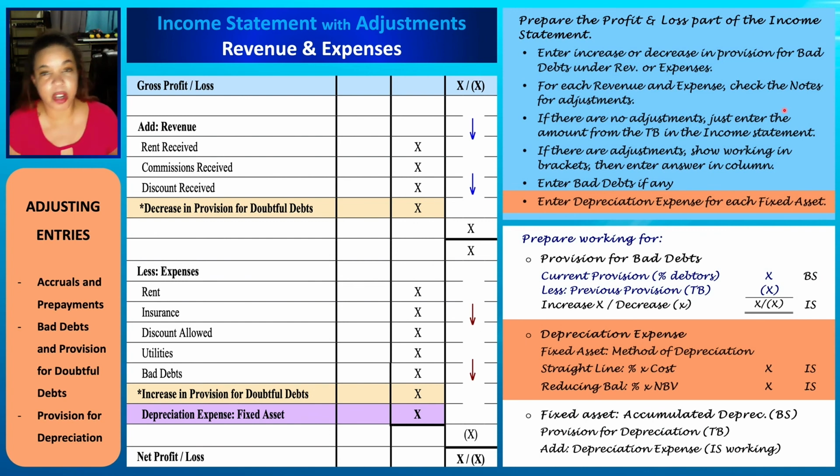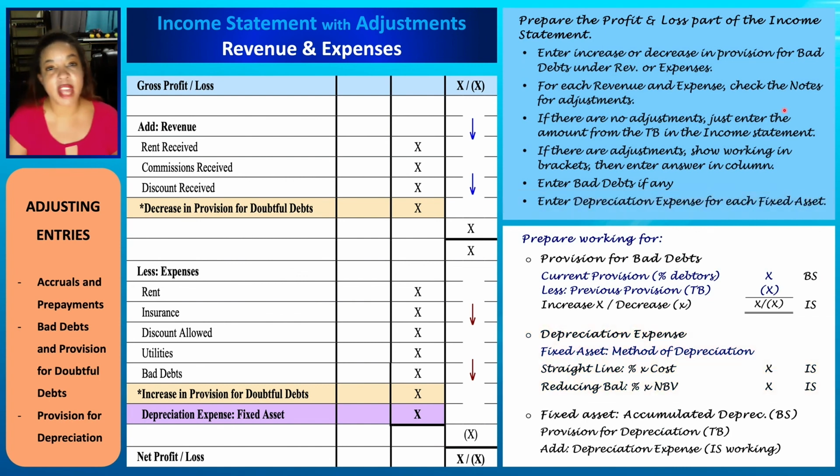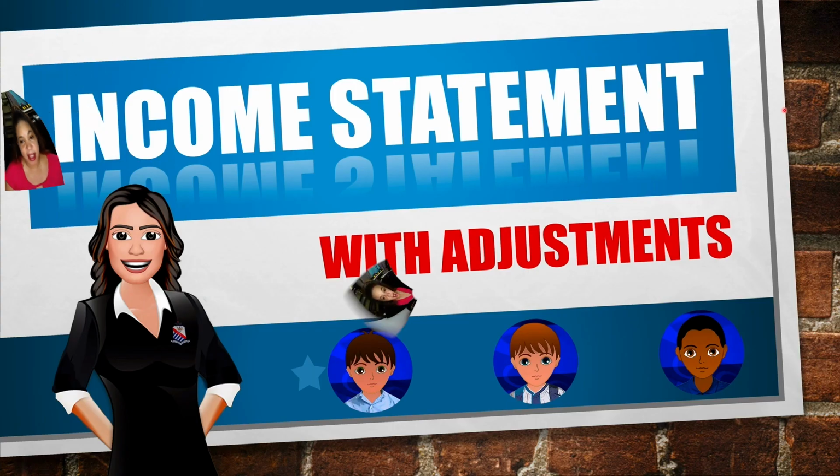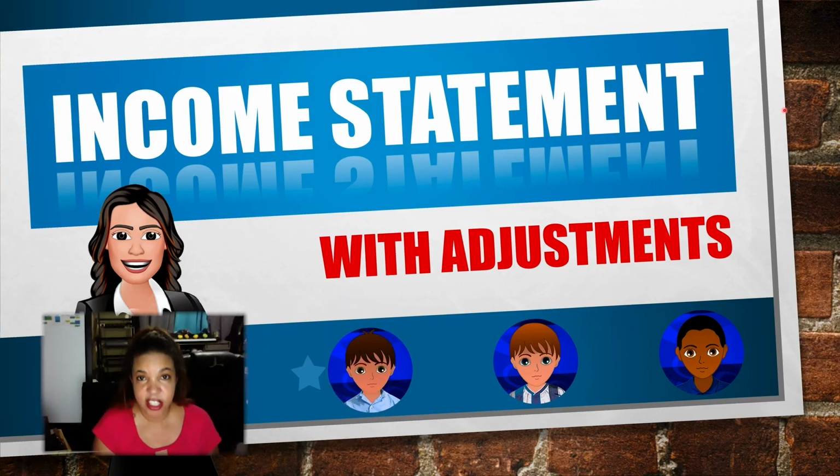You just add up all of your expenses and you less it from your gross profit. Okay, so that is the income statement with adjustments. And that's it. So you can review this, you can review other videos, you can watch your book, but definitely you are going to practice, make your mistakes if you have to make your mistakes. And that's it for income statement with adjustments.